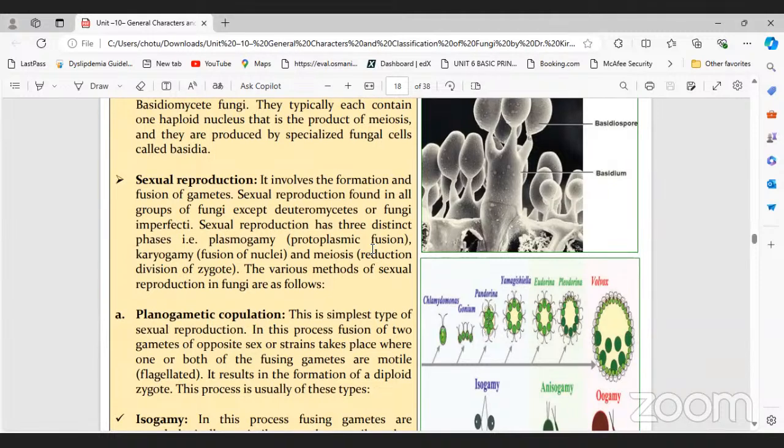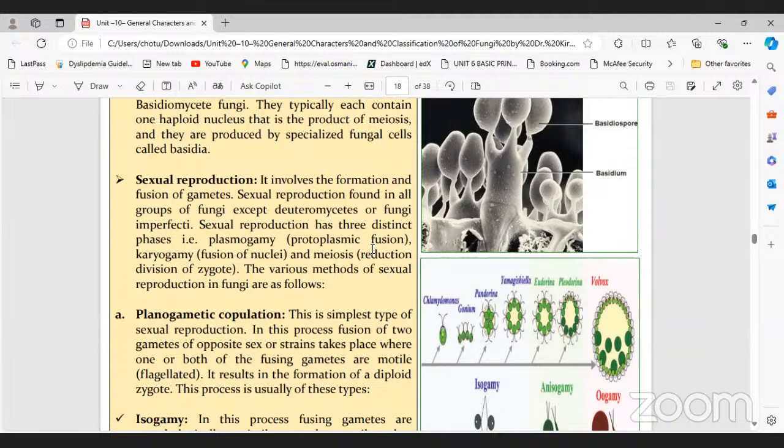The next one is the karyogamy. Karyogamy means fusion of nuclei, resulting in the production of a diploid zygote nucleus. Meiosis promotes genetic recombination through random assortment of chromosomes or crossing over, resulting in the production of genetically different individuals.